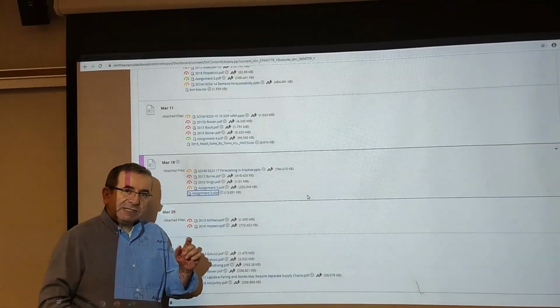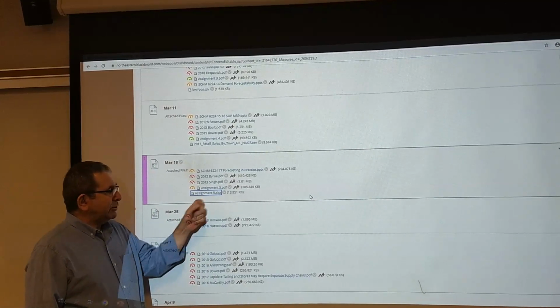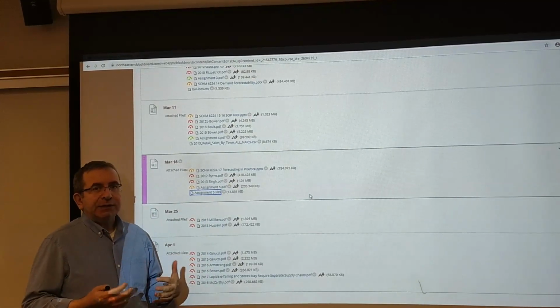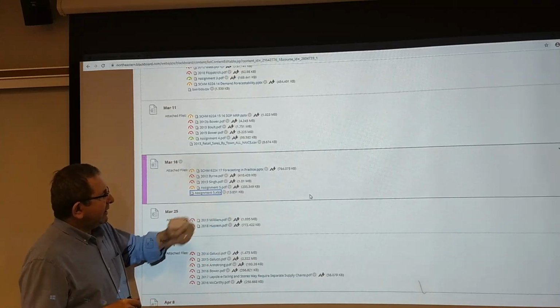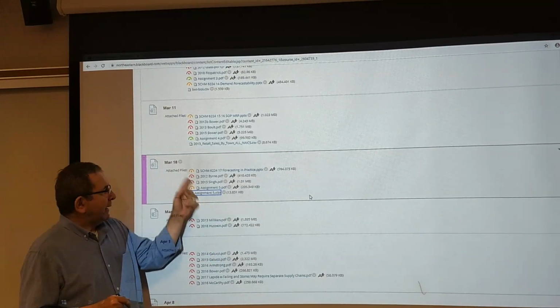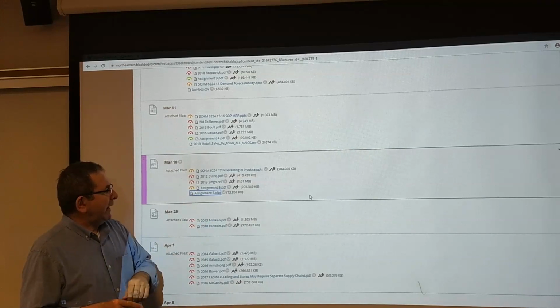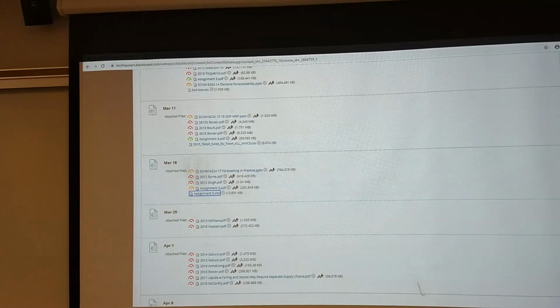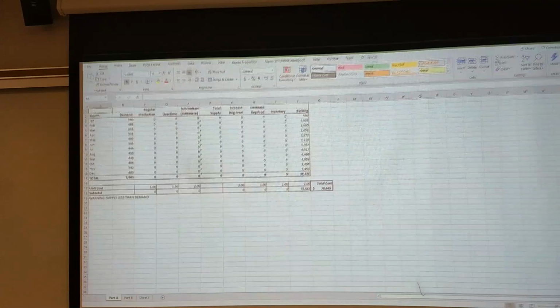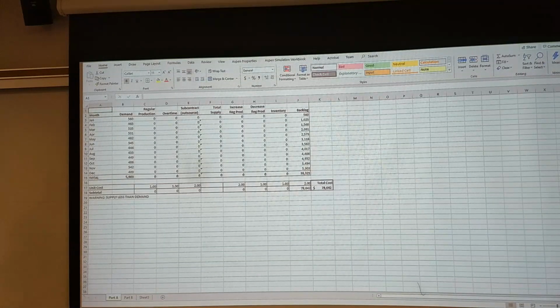So for assignment 5, I'll ask you to do an aggregate production plan. The Excel file is over here, and you need to submit it by March 18. The aggregate production plan looks like this. Let me magnify this a little bit.